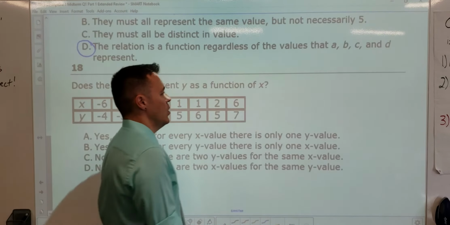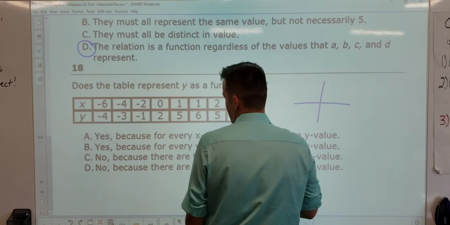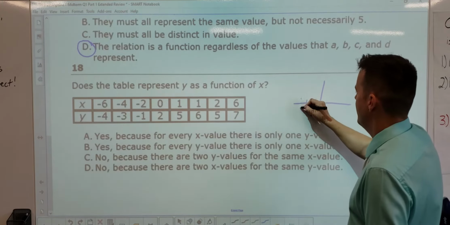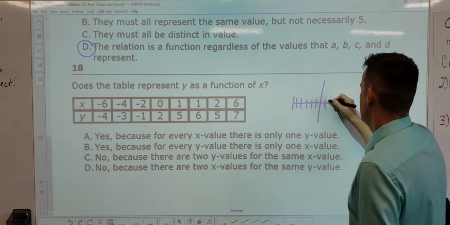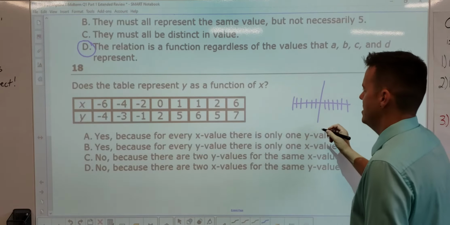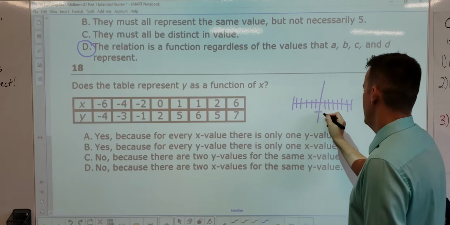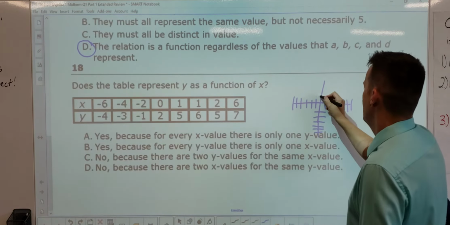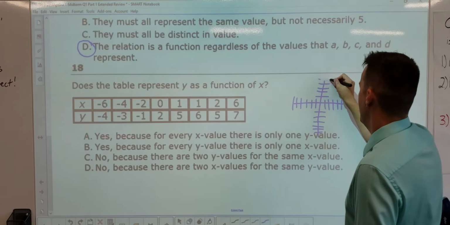18, you are going to want to draw a picture. Okay, so on your picture, you guys are going to want to label these out. 1, 2, 3, 4, 5, 6. 1, 2, 3, 4, 5, 6. 7, and then 1, 2, 3, 4, 5, 6. Sorry, I got crowded there. 1, 2, 3, 4, 5, 6.